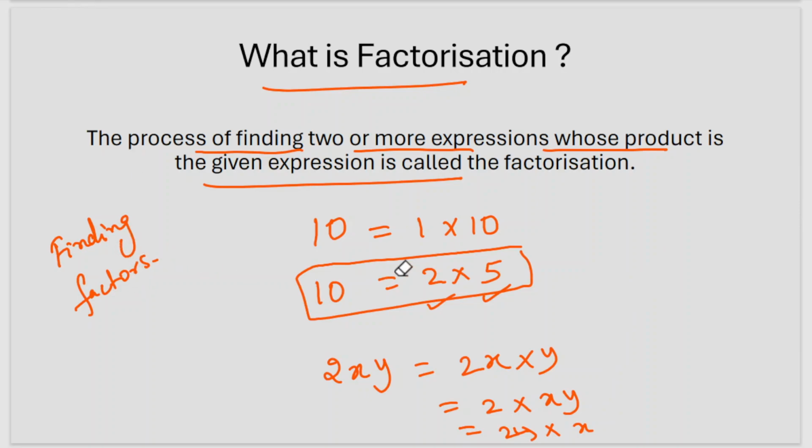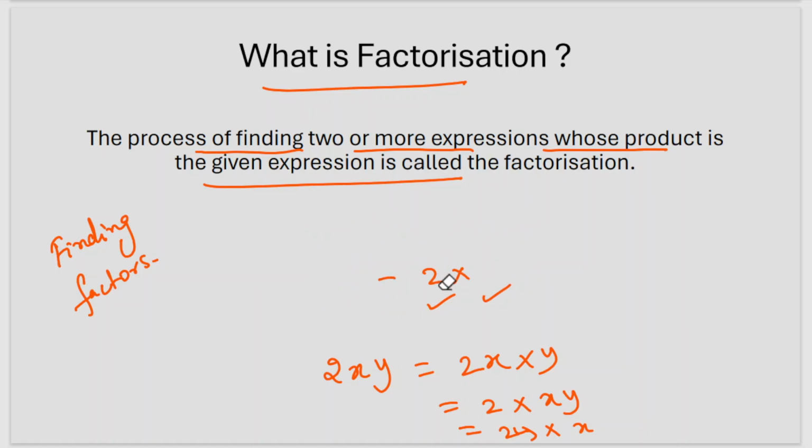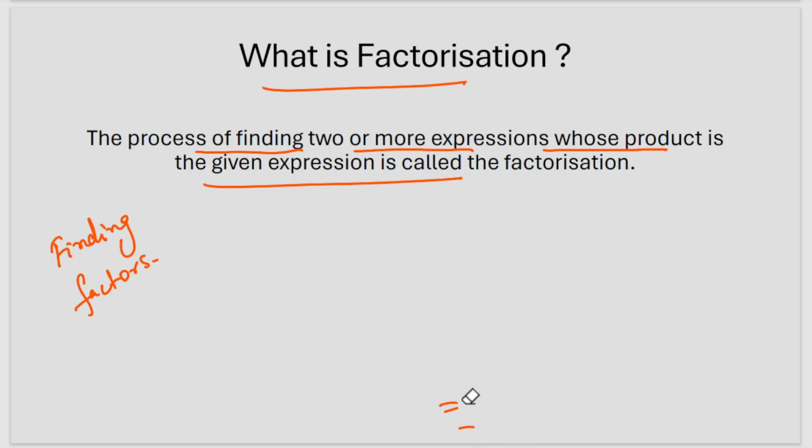But what about an expression? If I have any expression, how can I find the factors of that? Finding factorization is a very easy task, but we have to learn some techniques for how to do that. In later classes, we are going to learn how to find the factorization by different methods: by taking out common factors, by splitting the middle term, or by using identities.